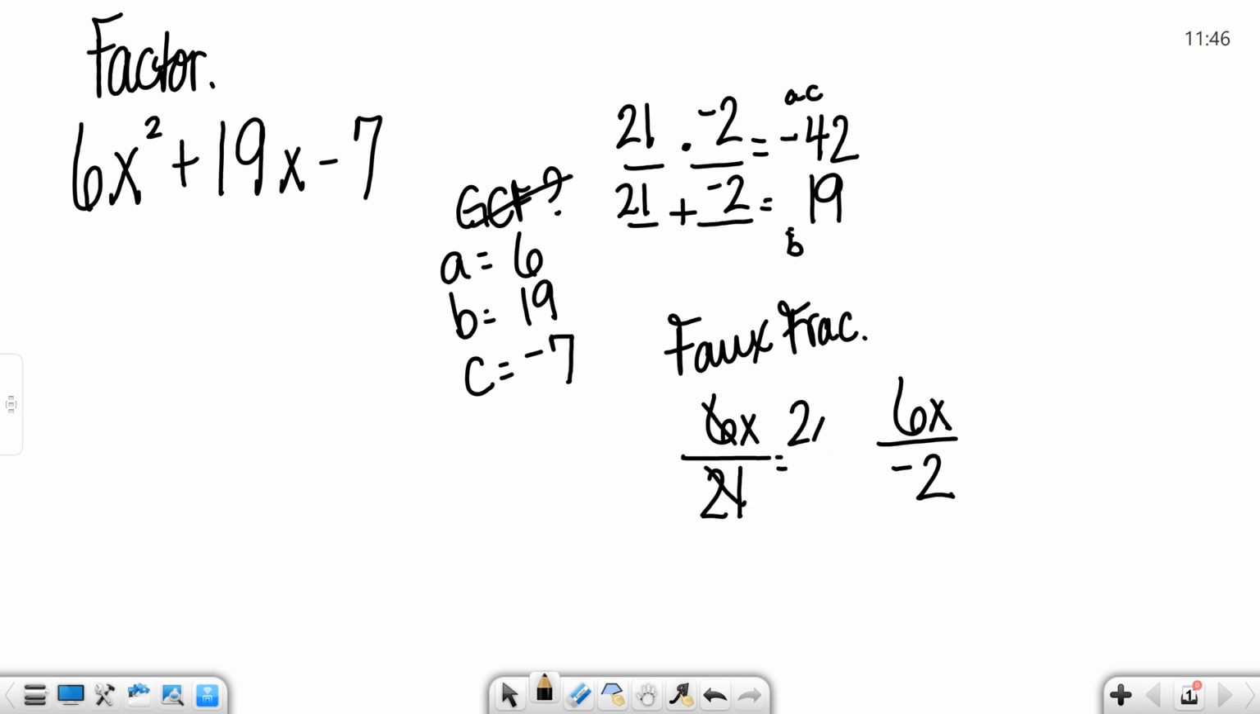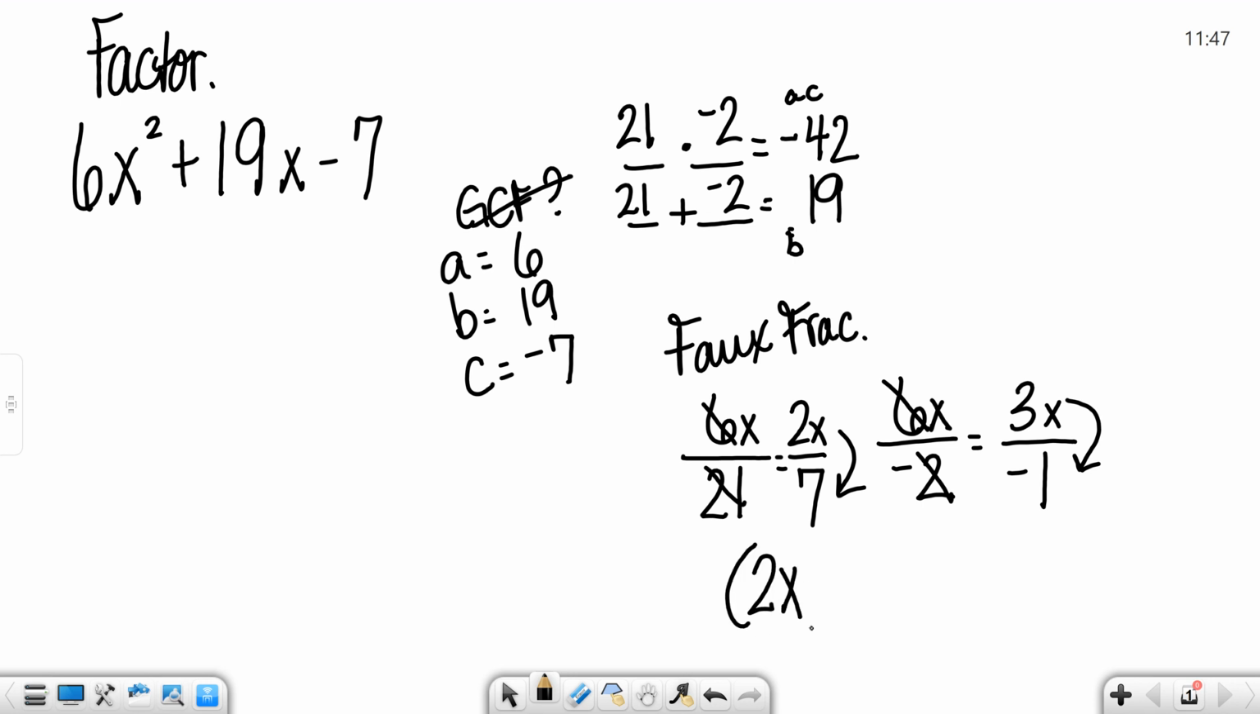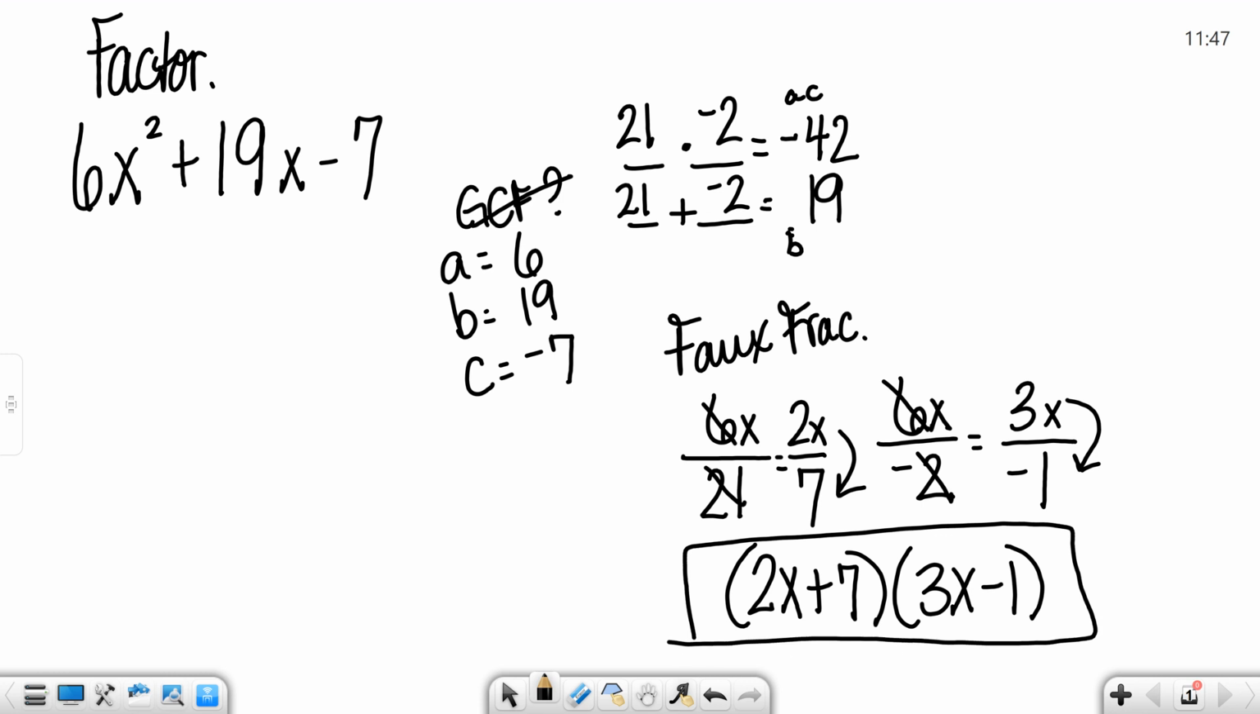3 goes into 6 2 times, and 3 goes into 21 7 times. Okay, and this one also simplifies. 2 goes into 6 3 times, and 2 goes into itself -1. So now I read it from top to bottom. That says 2x plus 7 times 3x minus 1. It is perfectly okay if you chose to do grouping or some other method, as long as you show your work.